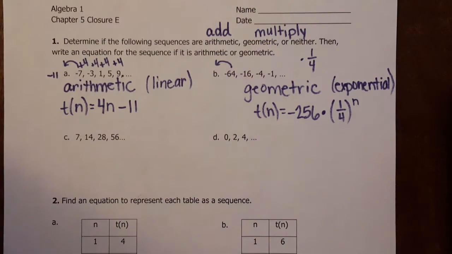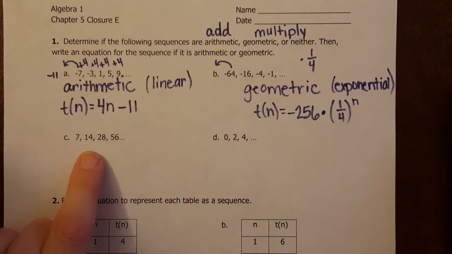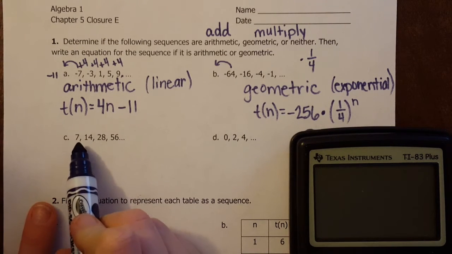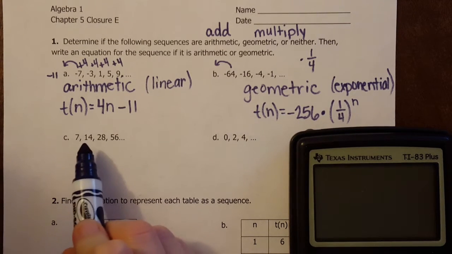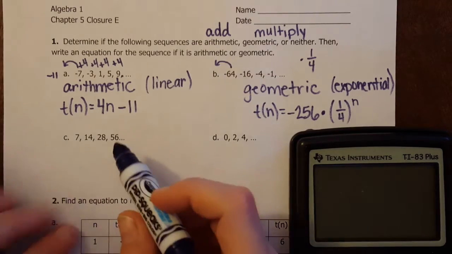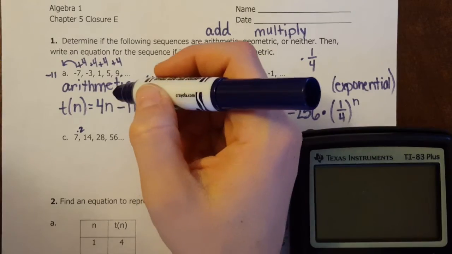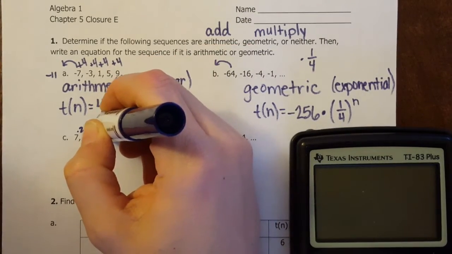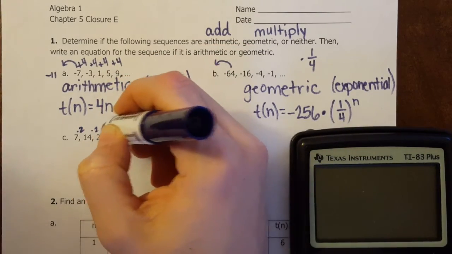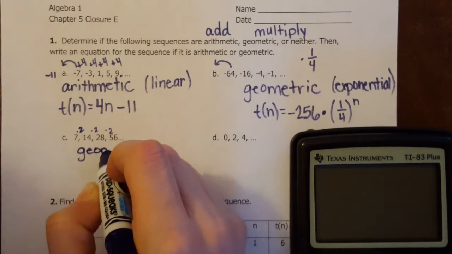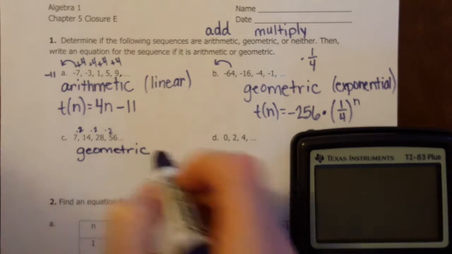Okay, this is chapter 5 closure number 1, letters C and D. So if we look at C, we're trying to figure out if this is arithmetic, geometric, or neither. If I look at 7 and 14 and 28, what I notice is that if I multiply 7 times 2, I'm going to get 14. And 14 times 2 gives me 28. And 28 times 2 gives me 56. This is a geometric sequence because we're multiplying.